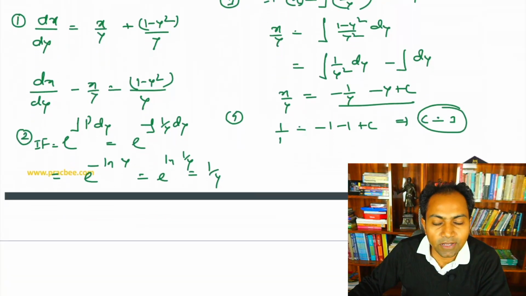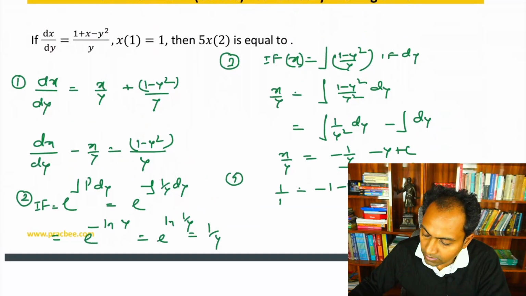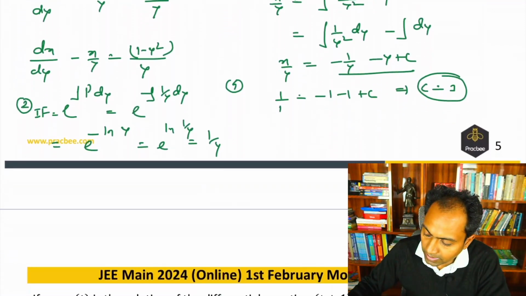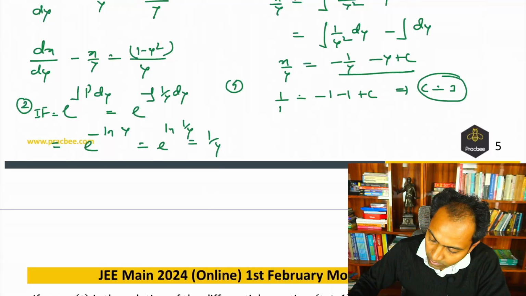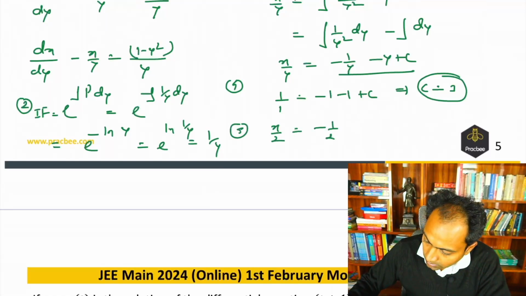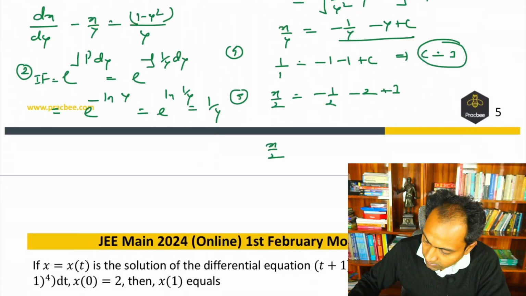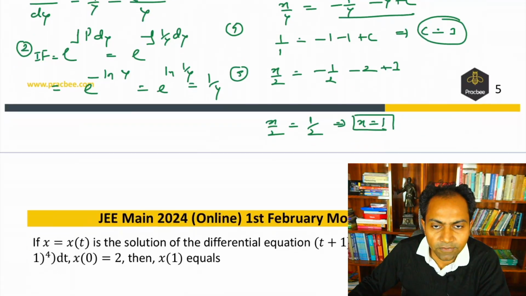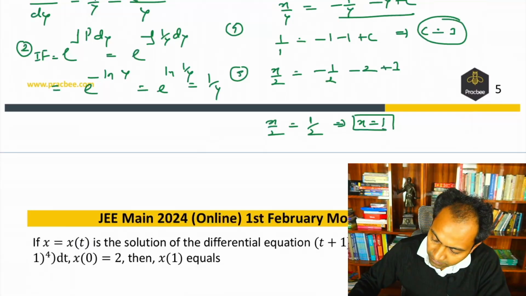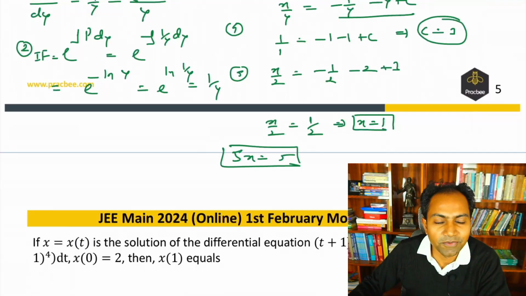Once we have figured that out, what they are asking is what is the value of 5 into x when we put value of y as 2. So this will become 2, this will become 2, this will become 2, and this is already 3. If I simplify, this comes out to be 1 minus 1 by 2, this will become 1 by 2. Value of x becomes 1. And now they are asking 5x. If I multiply by 5, it will become 5. So answer of this question is nothing but 5.